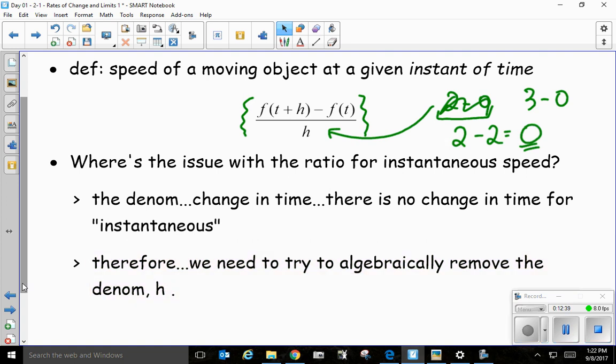So, we need to try to algebraically remove the denominator, which is our h on the bottom. Okay? We want to try and get rid of that h. Because if I get rid of the h, then there's no denominator, which means 0 ain't going to hurt me.